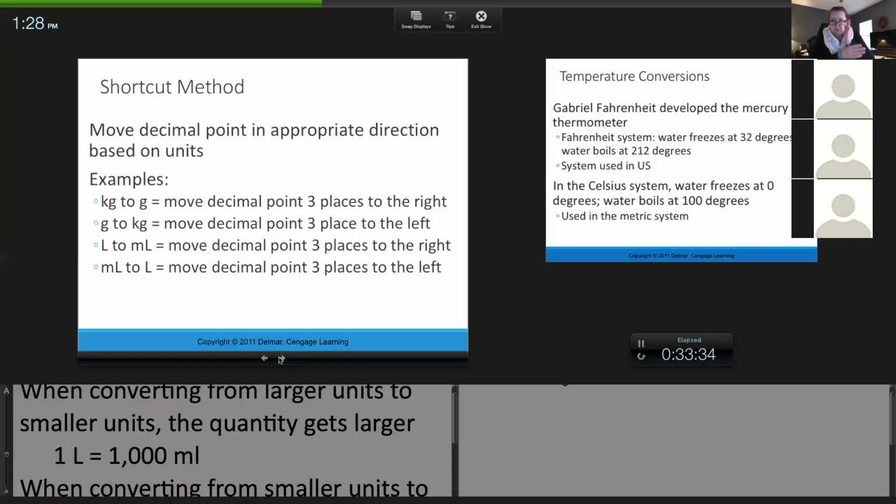But you always have a standard measure: 1 gram, 1 liter, 1 meter. Those are your middle, like your ones. And then you're either going to go up or down based on what unit of measure you're converting to. Okay.